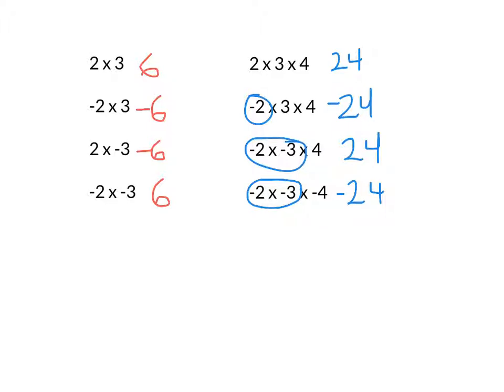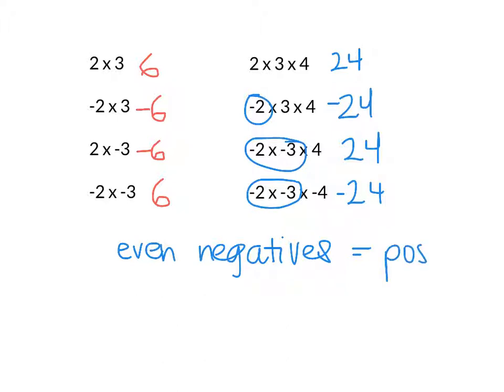So really, if there are an even number of negatives, whether it's multiply or divide, that will give you a positive answer, whether it's a product or a quotient. If there are an odd number, 1, 3, 5, 7, then your quotient or product will be negative.